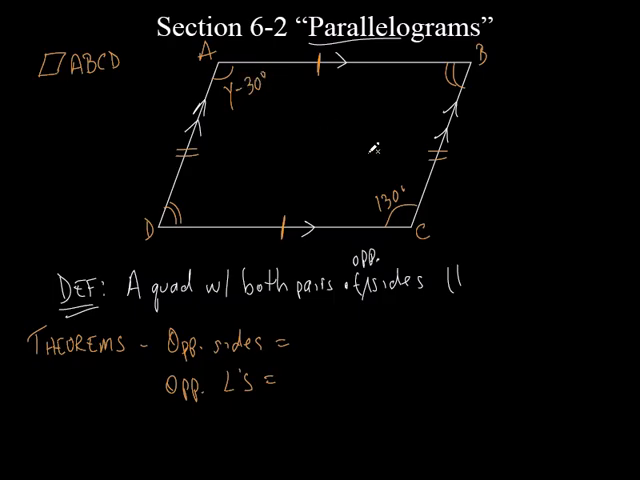160. That's right. y minus 30 equals 130. Okay, add 30 to both sides. That's 160, isn't it? So y would equal 160. Does that make sense? Okay.